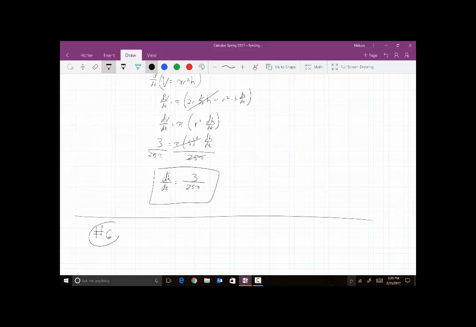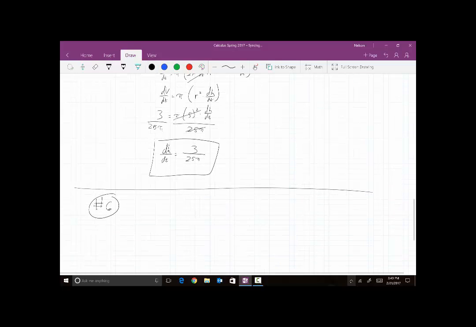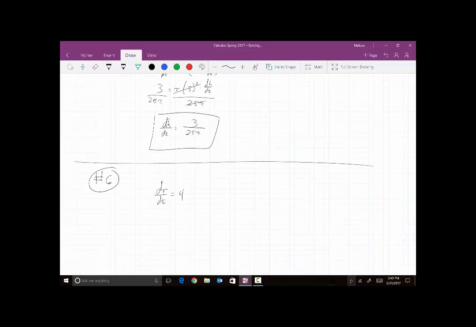Let's do number 6 here. Number 6 says that the radius of a sphere is increasing at a rate of 4 millimeters per second. So it tells us the radius is increasing, so that's dr/dt, and it's positive 4. It says, how fast is the volume increasing when the diameter is 80?